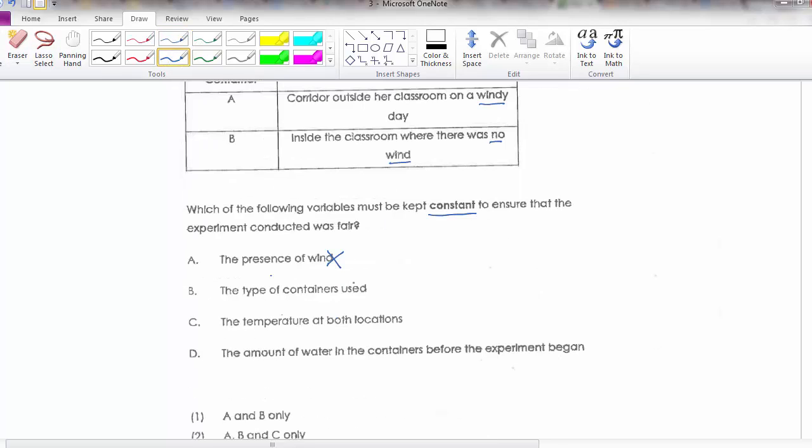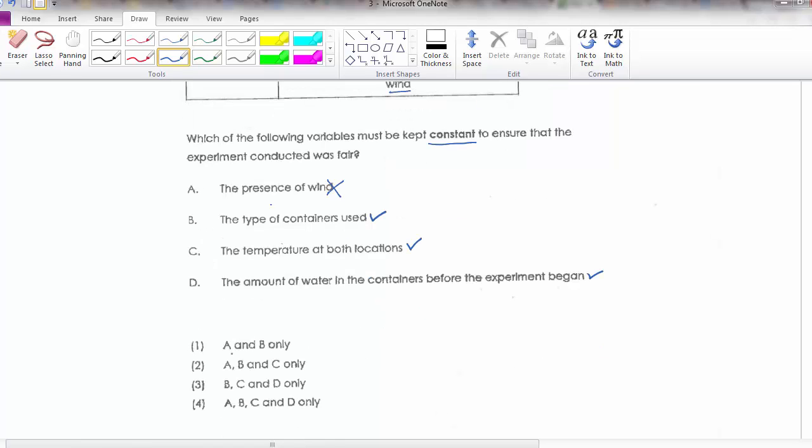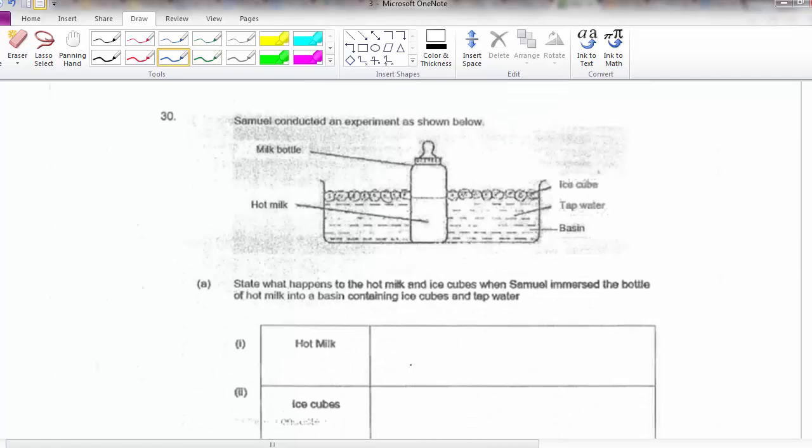Let's look at the rest. Type of container used. Should I keep it constant? Yes, I need to. Temperature in both locations? Yes, I need to, because I'm not testing for heat. Amount of water? Yes, I need to. So all other variables must be kept the same except the one that we are testing. So that's the whole idea of a fair test. So the answer is 3. Okay.